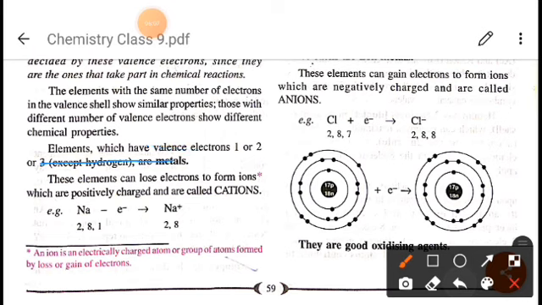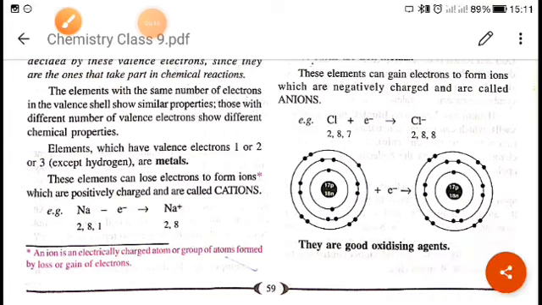Those elements which have 1, 2 or 3 electrons in the outermost shell are called metals. If you are given an element with its electronic configuration, and in the valence shell there are 1, 2 or 3 electrons, then you always remember that it will be a metal, and that type of element will form a cation. What a cation is, we will discuss now.